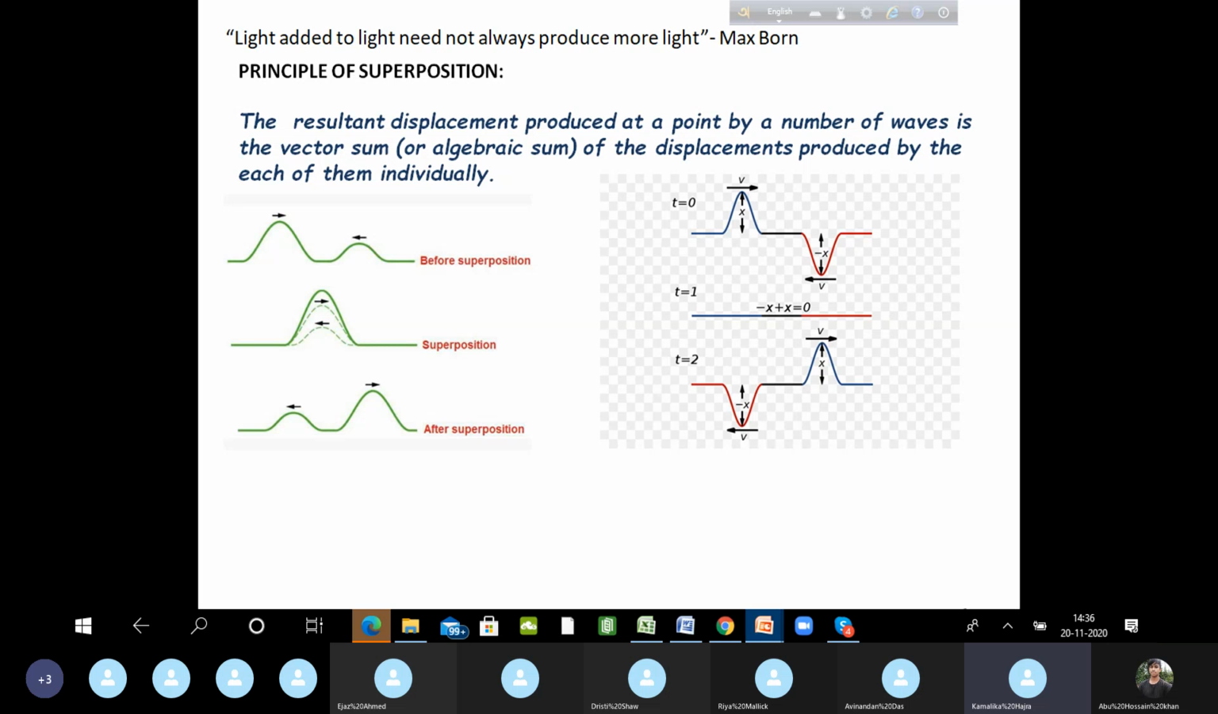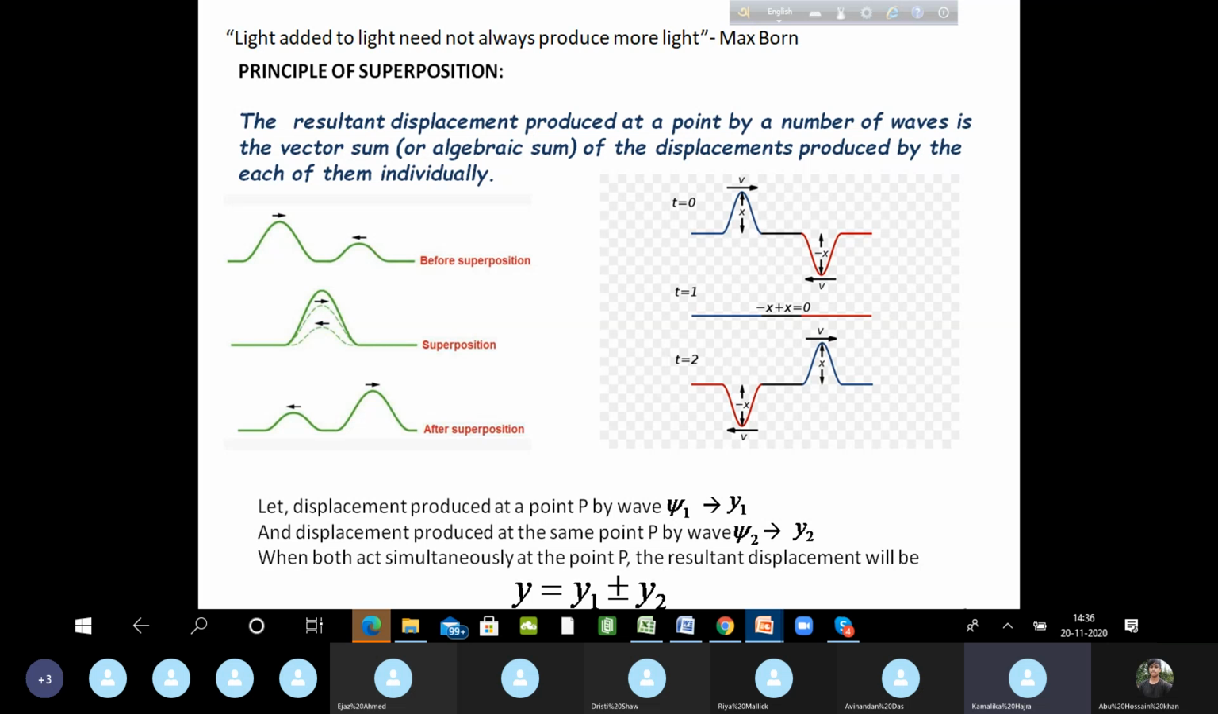So this is a very important diagram related to the principle of superposition, and you need to understand this very well. And I suppose that if you understand these two figures, then you don't need to learn by rote what superposition is. You will understand what superposition is.